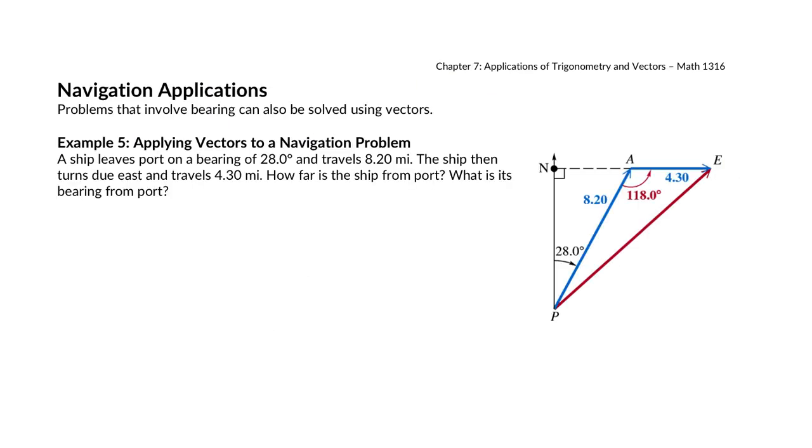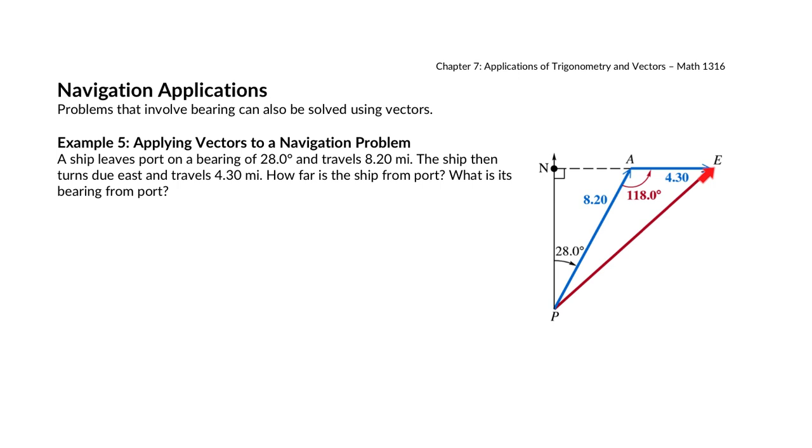Our last question is a navigation question. This is where vectors really come in handy because they show direction. So it says, a ship leaves a port, here's the port, on a bearing of 28 degrees. So look, it's headed this direction, 28 degrees from north, and it travels 8.20 miles. So the magnitude of vector PA is 8.2. The ship then turns due east, pow, and travels 4.3 miles. So the magnitude of vector AE is 4.3.